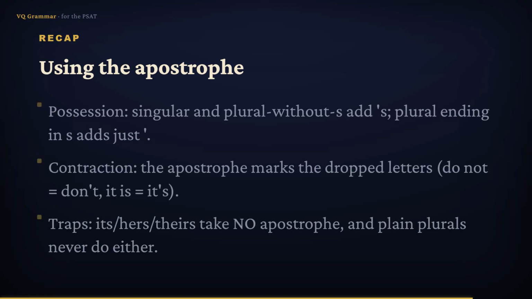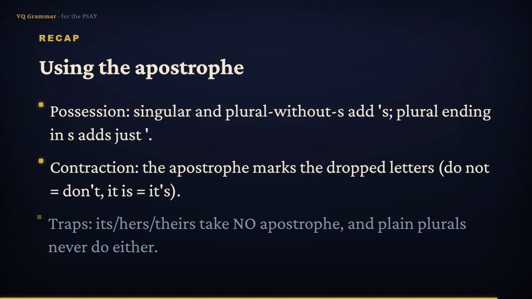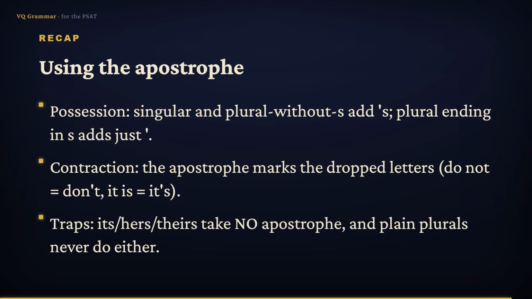Let's wrap up. The apostrophe has two jobs. For possession, add apostrophe s to a singular noun and to a plural that does not end in s. But add only an apostrophe to a plural that already ends in s. For contractions, the apostrophe marks the dropped letters. Do not becomes don't. It is becomes it's. And remember the traps. Possessive pronouns like its, hers, and theirs never take an apostrophe, and a plain plural never takes one either.